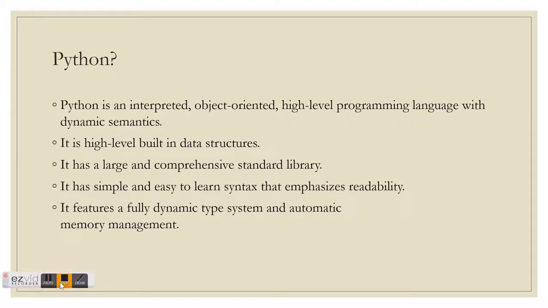So Python is an interpreted object-oriented high-level programming language with dynamic semantics. It has high-level built-in data structures. It has a large and comprehensive standard library, which is a very useful property, and it has simple and easy to learn syntax that emphasizes readability. That is the most popular property of Python. It has the simplest syntax of any programming language that you can find. It features a fully dynamic type system and automatic memory management.